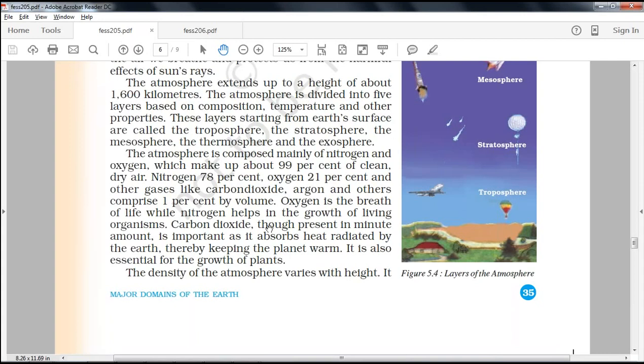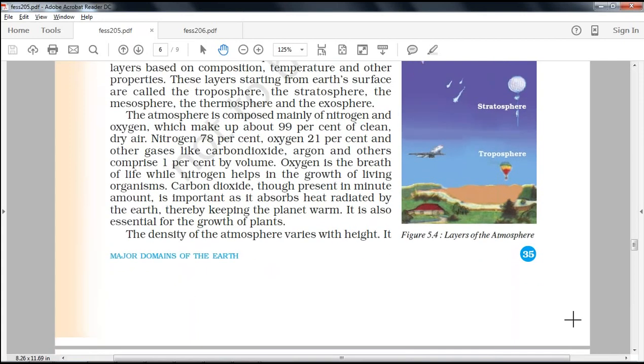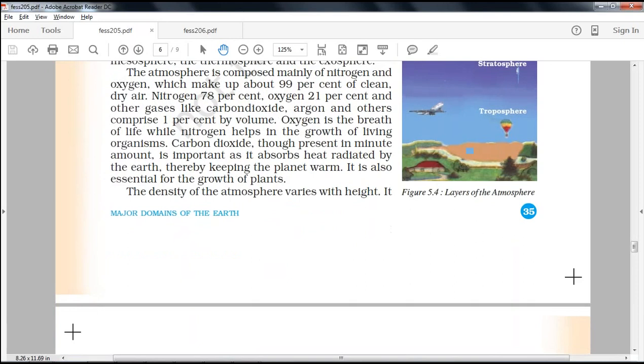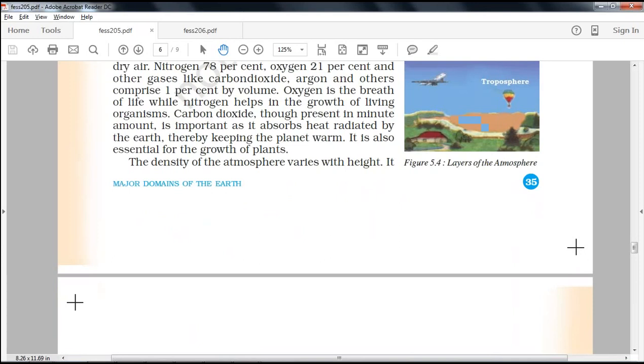So oxygen is required for our breathing process, and nitrogen is required for growth of living organisms like plants. But carbon dioxide, though present in very minute proportion, is very important because it absorbs heat radiated by Earth, thereby keeping the planet warm. So without carbon dioxide, the Earth would have been completely like a polar kind of region. Carbon dioxide is also essential for the growth of plants.